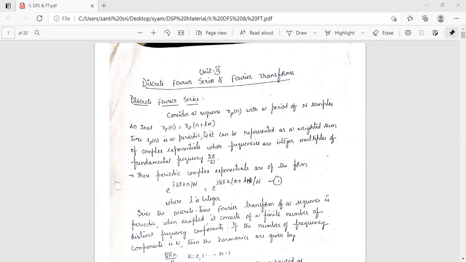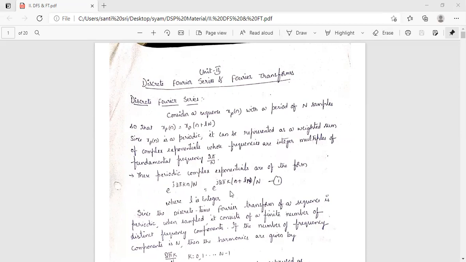Here n is replaced by n plus lN. So this is the complex exponentials form. It can be represented as e power j 2 pi kn by N is equal to e power j 2 pi k into (n plus lN), instead of n we write n plus lN, where l is an integer. Let it be considered as equation number 1.